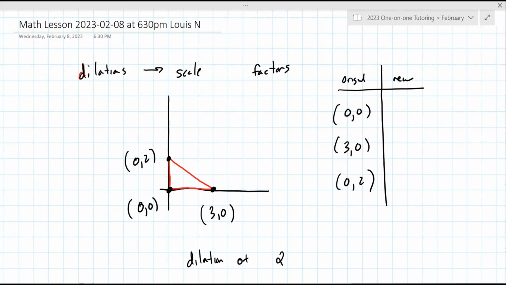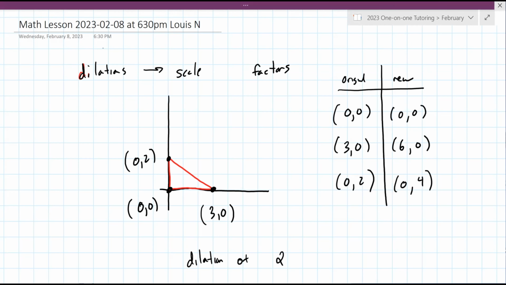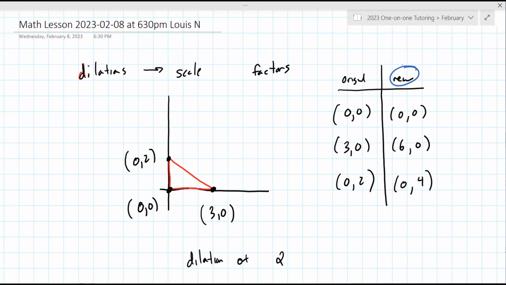Oh. Okay, so every number, now the zeros are easy, right? 0 times anything is 0, but every number you multiply by 2. So it's going to be 6, 0, 0, 4. And we're going to plot the new ones in blue. Okay, so 0, 0, 6, 0, 0, 4.